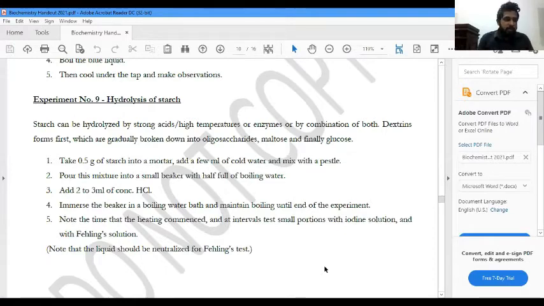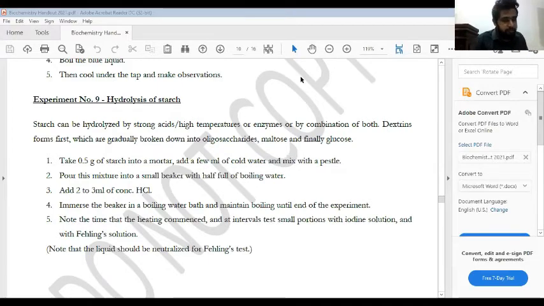Okay, then if you compare acid hydrolysis against enzymatic hydrolysis, which is faster, or which is more effective, or which will give glucose within a short period of time? What is your opinion? Is it enzymatic hydrolysis or acid hydrolysis?